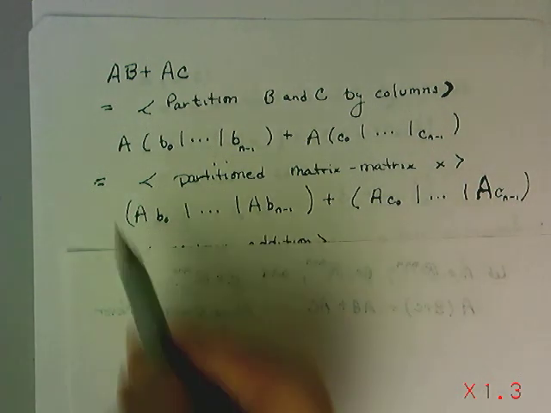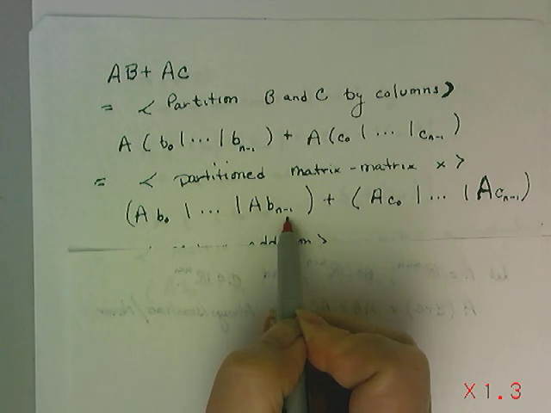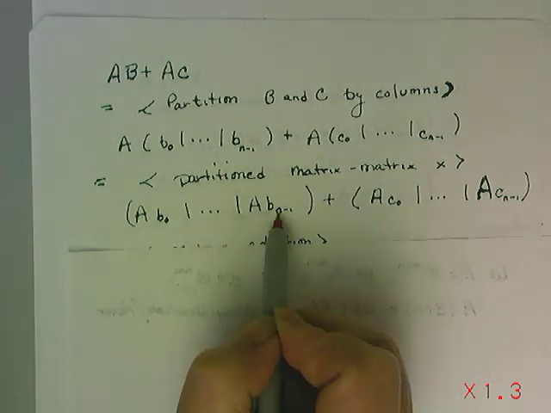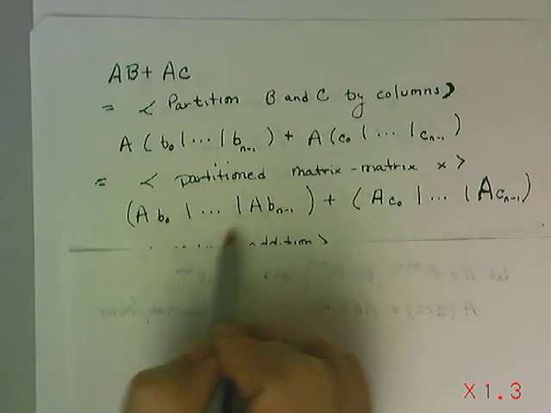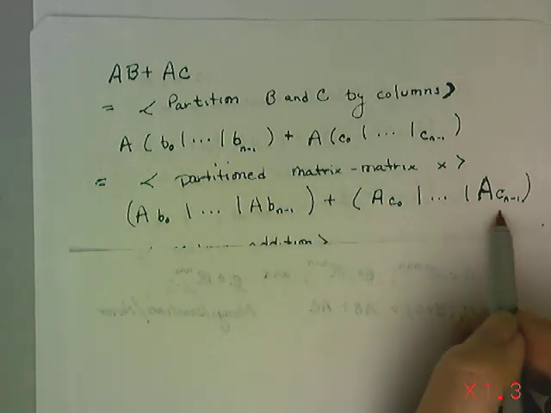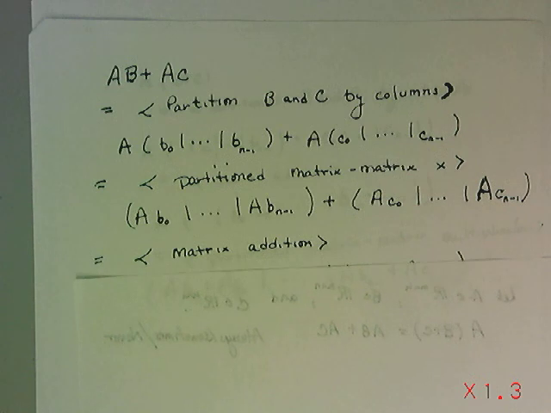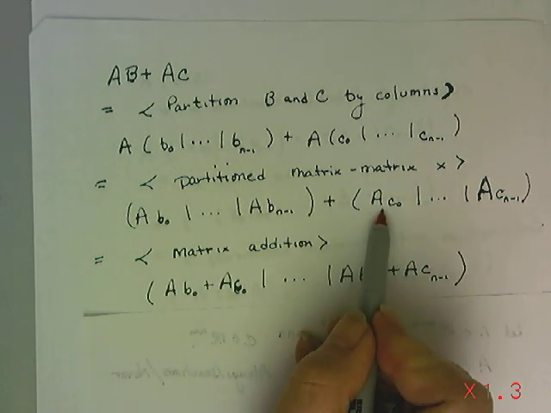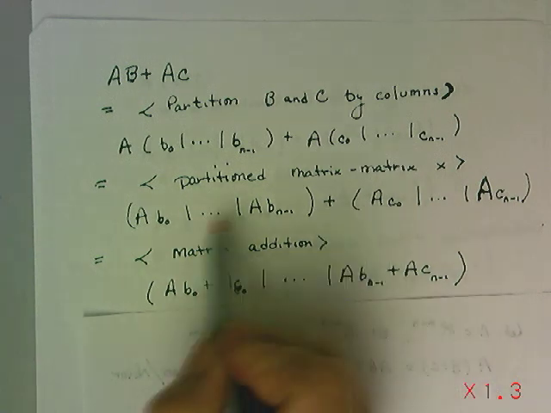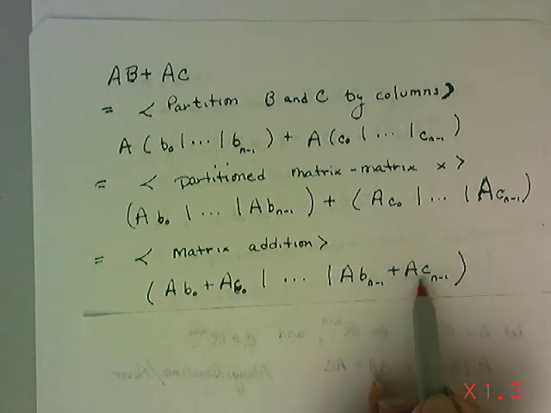Okay, now each of these are just column vectors, and so I have a matrix that has been partitioned into columns here and here. And so I know how to add two matrices that have been partitioned this way. I take the first column of each and add them together, the second columns and add them together, and so forth, the last columns and add them together.